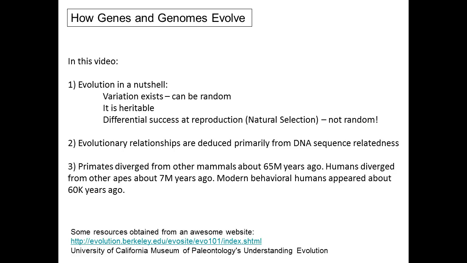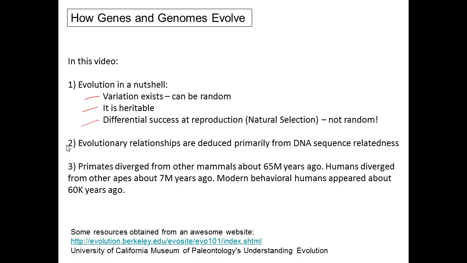Hi, in this video we'll touch on a few basics of evolution. We'll talk about the mechanism of evolution: that some sort of variation exists, that it is heritable, and that the organisms with the variation have differential success at reproduction, which at its heart is natural selection.